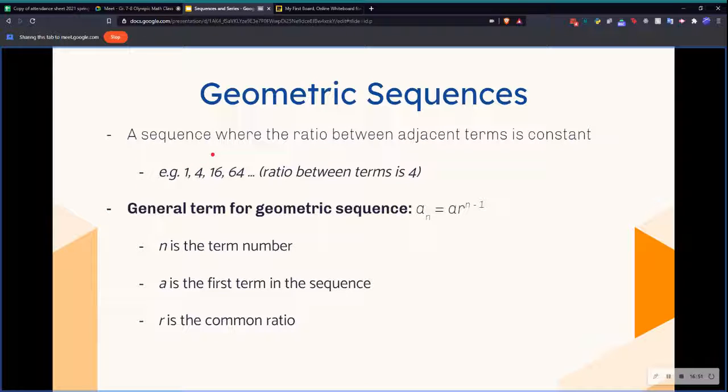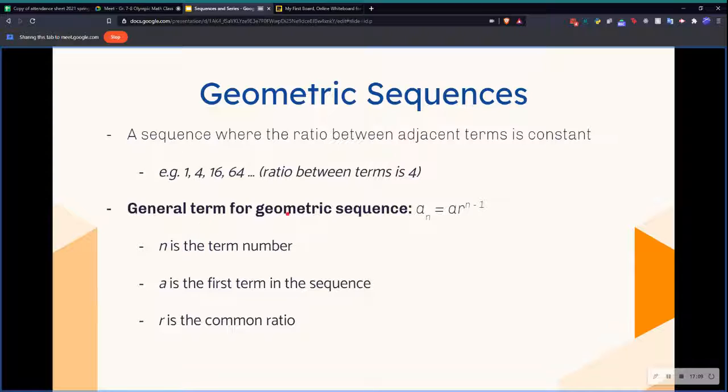Here is an example. You have 1, 4, 16, 64. The ratio between adjacent terms is 4. So we do 4 divided by 1, 16 divided by 4, or 64 divided by 16. They will all give you 4. Right? So that's a geometric sequence.